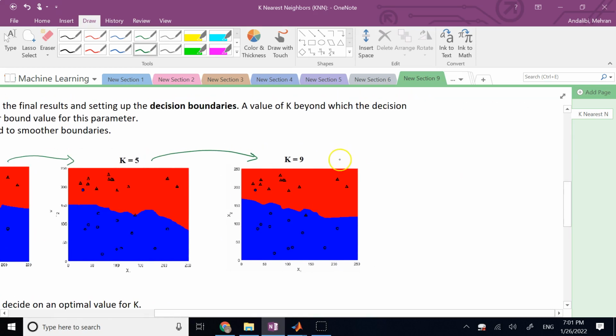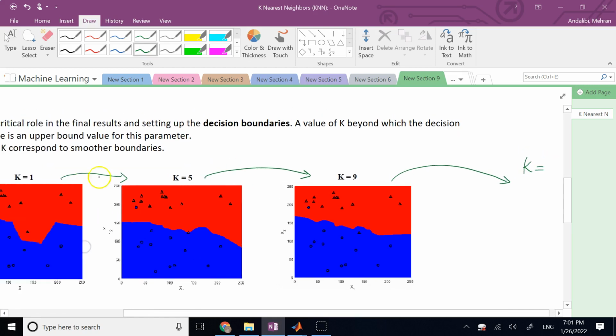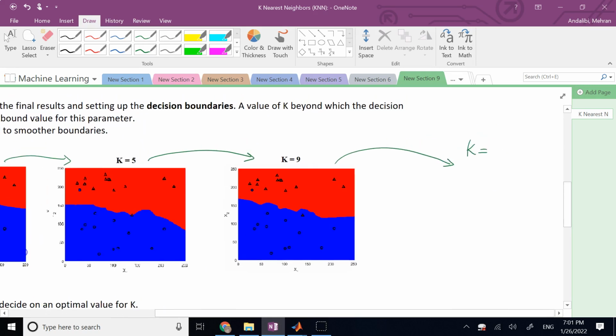And if you want to do this one more time, maybe you go from K of 9 to what? Here I went up by 4, so maybe next time for 13. I'm going to run my code, and the boundaries are almost the same as 9. So after some K, you don't see any major shift in the boundaries.